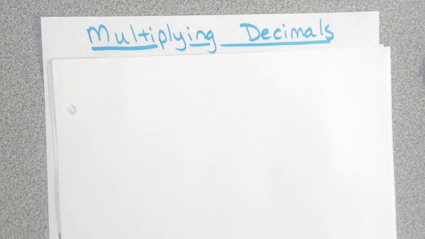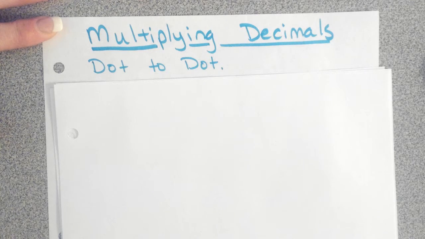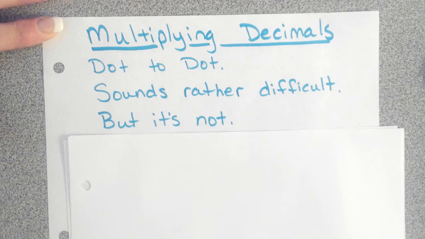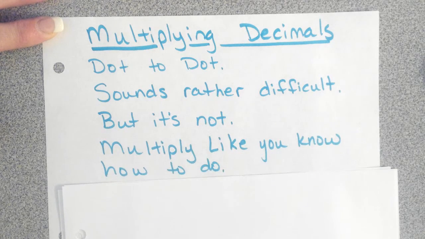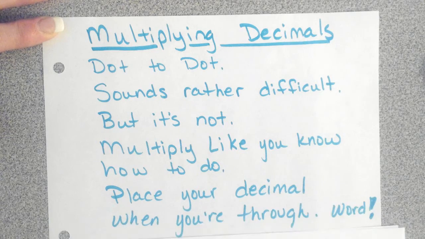Okay, we got a little song here to sing. Multiplying decimals, dot to dot. Sounds rather difficult, but it's not. Multiply like you know how to do. Place your decimal when you're through.